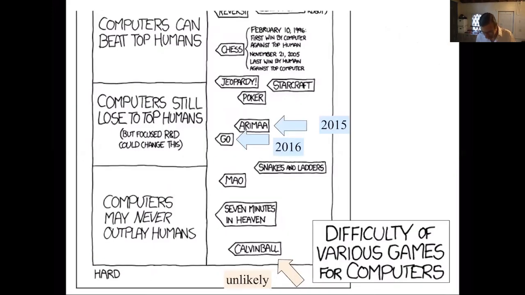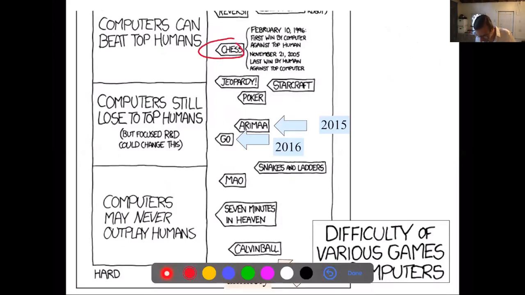Computers can beat top humans in chess, and these dates are accurate. 1996 was the first time a computer beat a top human. But at that time, humans were still winning sometimes, just the computers are winning sometimes. And in 2005, it's the last win by a human against the top computer. So since 2005, now computers can beat all humans all the time.